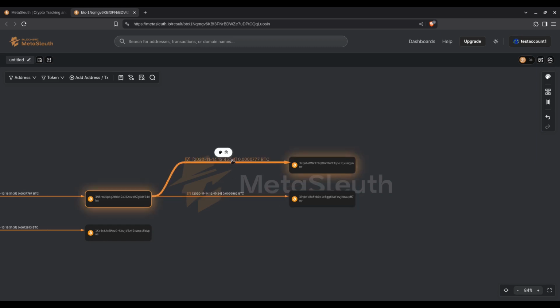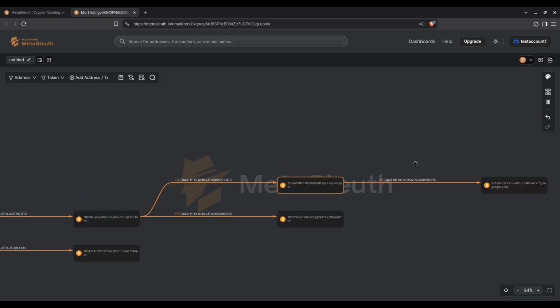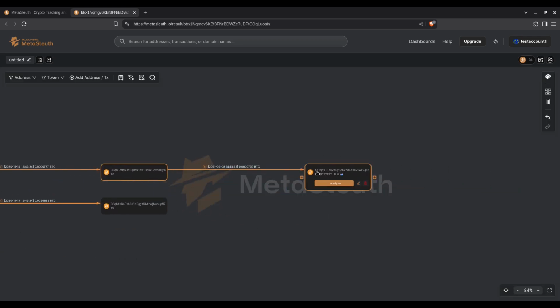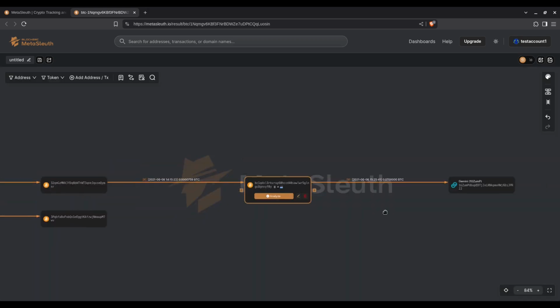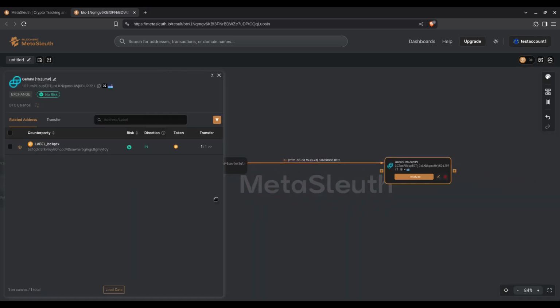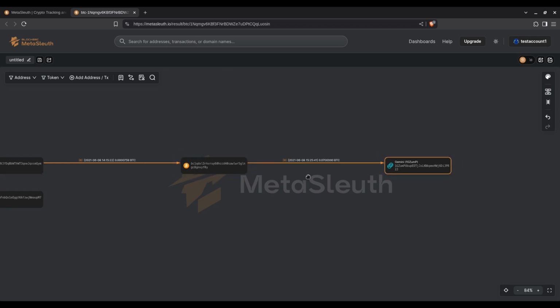Let's follow it. The funds from the change address were moved to a BC1 address, meaning the attacker moved the remaining funds to a new address without receiving further change. Following this new address, we find that the funds were ultimately moved to Gemini Exchange, totaling 0.07 Bitcoin. Perfect, an identifiable service. As we learned, we do not trace through services.